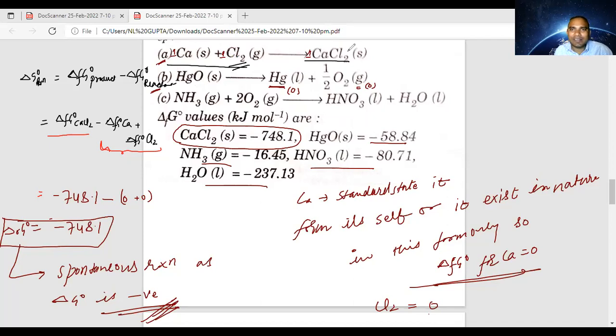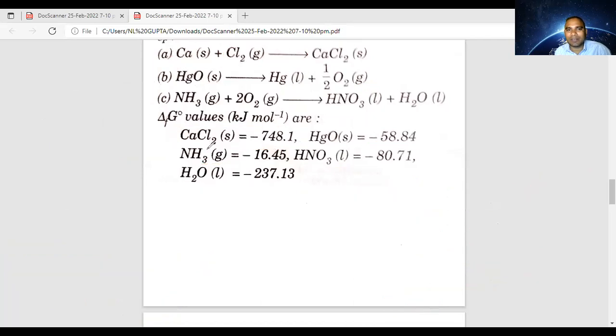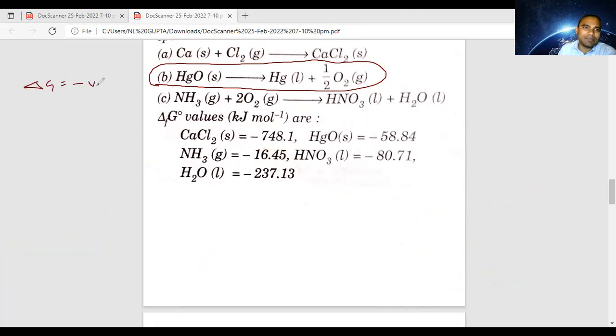Second one, you try to tell me. What will be this one? Will this be spontaneous or non-spontaneous? Tell me, will delta G come negative or will delta G come positive? What will come?